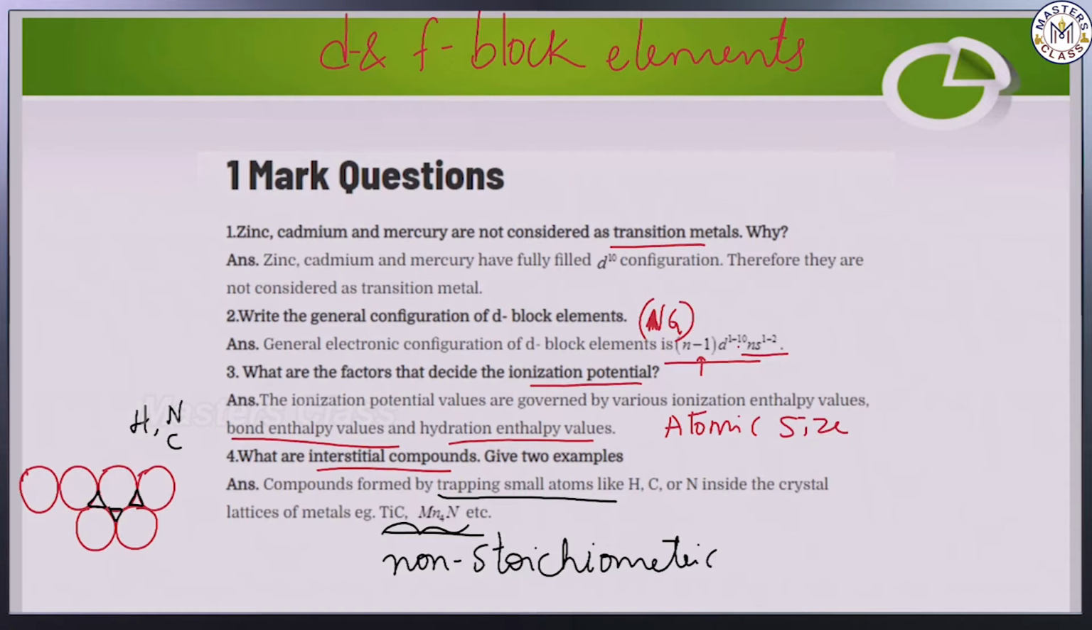But in interstitial compounds, because small atoms get trapped like this, the properties are completely different. So it increases the hardness or increases the melting point. At the same time they don't interfere with the metallic conductivity, so they retain the metallic conductivity of the particular metal. These are actually helpful for the metals.